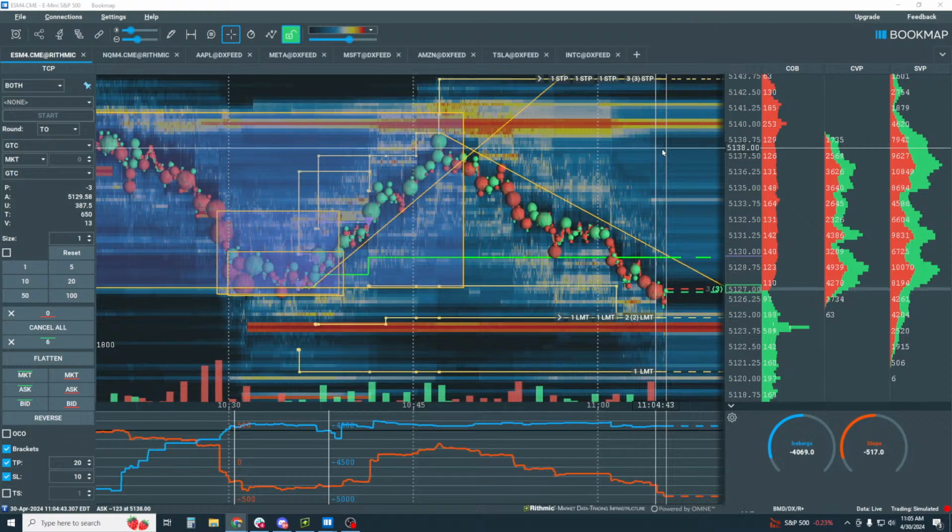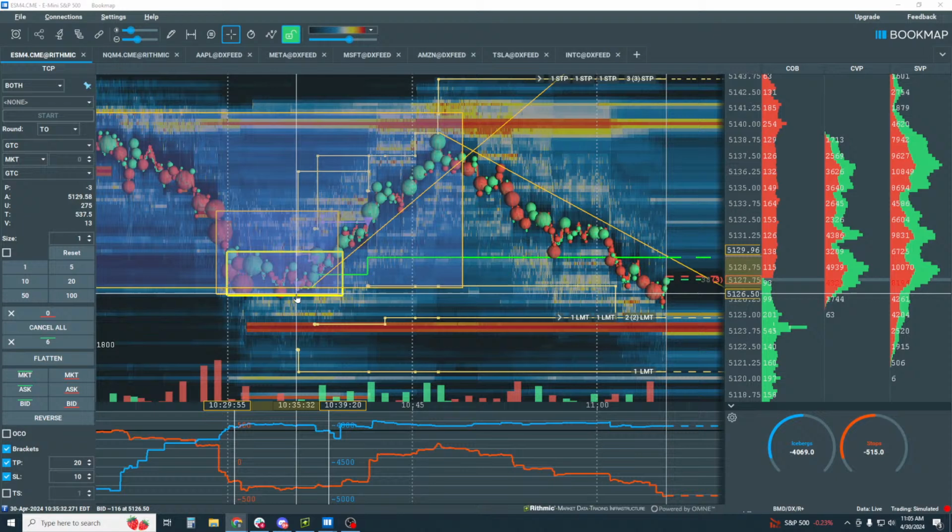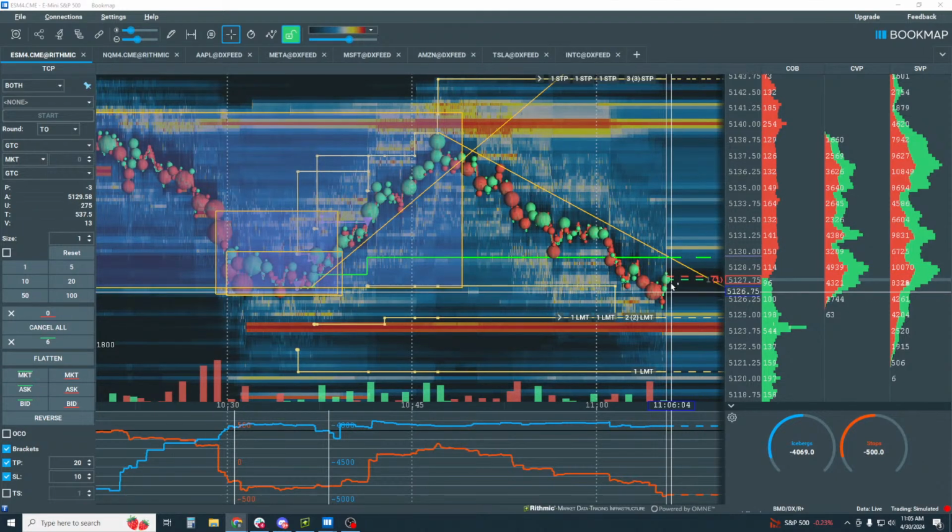Okay, just making fresh lows here, or at least from the swing here, and you can see some profit taking coming in.